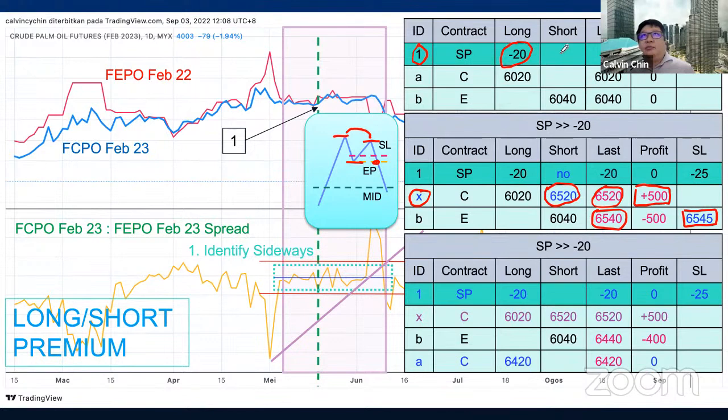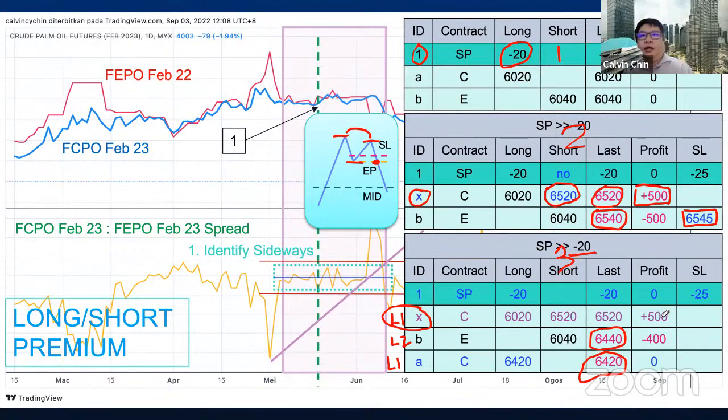Next, another time. Maybe the first one is 1 p.m., the second one is 2 p.m., the third one is 3 p.m. The spread still maintains -20, but the legs already moved. You see the leg already moved to 6440. This one is leg one, because we already closed, so no more. We already took profit of 500.